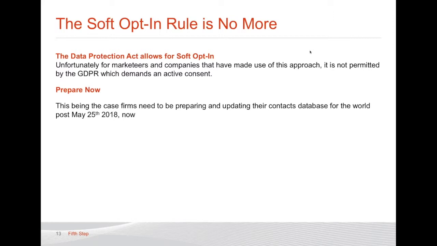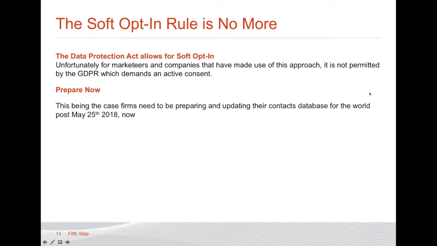The soft opt-in rule is no more. So I've covered this a little bit in some of the previous things I've said, but under the Data Protection Act, it was acceptable to consider a data subject as consenting to receive marketing information if they bought a service that was similar to the one that you wanted to market to them about. That's no longer permissible under GDPR. So if your company has been selling people a product and has then been marketing the upgrade to that product to them without seeking explicit consent from the data subject, you need to be changing those processes and thinking about those processes right now so that you've got an active consent.